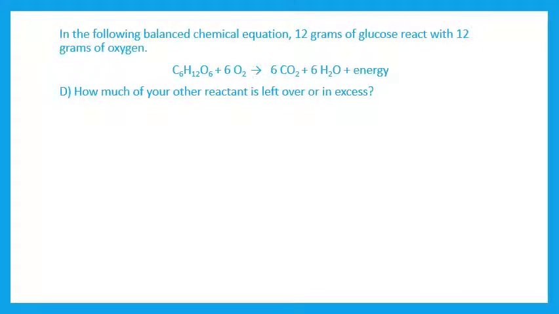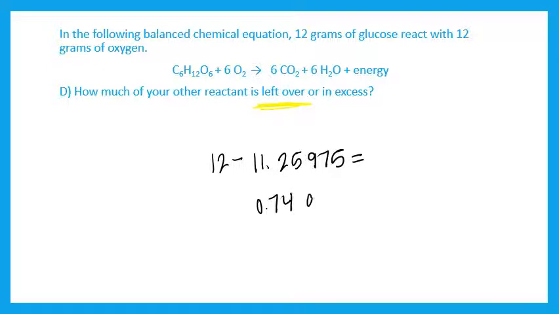So if we want to figure out how much is left over, what we're going to do is take our starting material, which is 12, and subtract how much is used. Although for the used, I would recommend keeping the entire number in your calculator because sig figs matter, right? So we want sig figs, but we want sig figs based on what is at the end, which equals 0.74 grams of glucose. If we had just kept 11, then we would have gotten 1. Those are very different answers. So that is how much is left over or in excess.